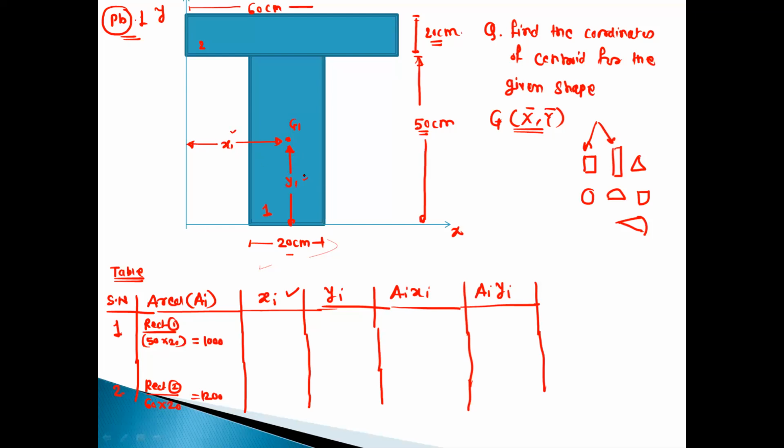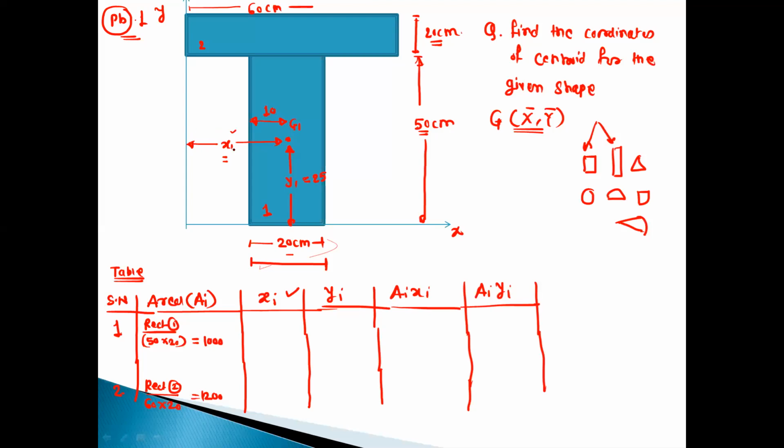So this Y1, how can we find out this Y1? Observe the complete length along the Y axis. So this is 50 centimeter. So it is 50 by 2, that is equal to 25 centimeter. X1 value, observe the length along the X axis. So this is the length along the X axis. So this is 20 centimeter. So this distance is equal to 20 by 2, that is equal to 10 centimeter.